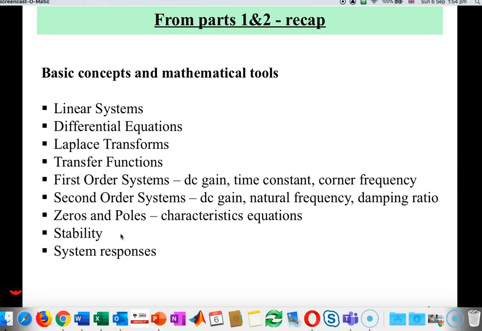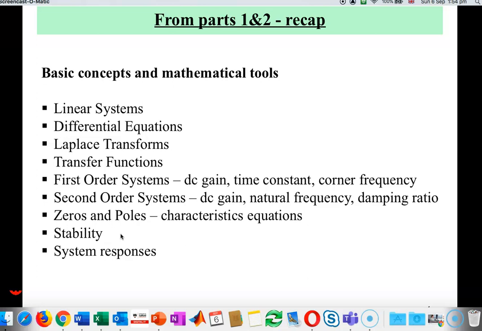We also use Laplace transforms to find the time domain responses of a system so that we don't have to solve differential equations. And then we discussed first order and second order systems, their typical parameters like DC gain, time constant, corner frequency for first order, the gain, the natural frequency, the damping ratio for second order systems.